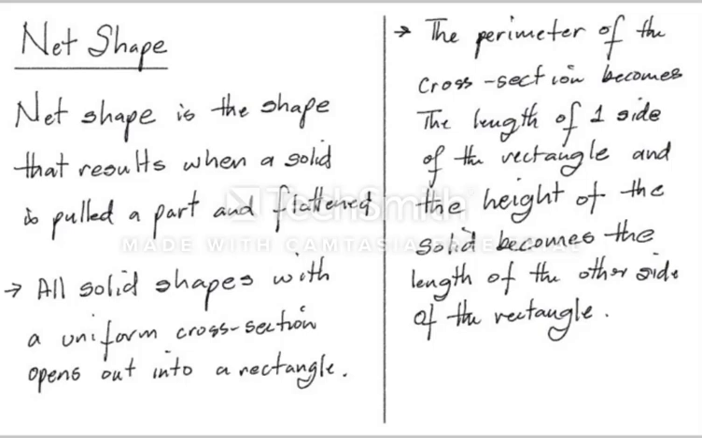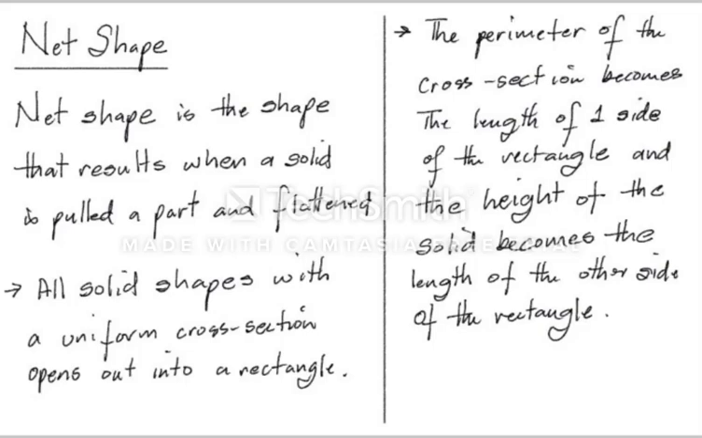Now, the perimeter of the cross section of the solid becomes the length of one side of the rectangle, and the height of the solid becomes the length of the other side of the rectangle. All right. It would be really cool to actually show this to you, but I really can't do it now. But if you think about it a little, you can imagine it. When you open out this solid shape, it becomes a rectangle.